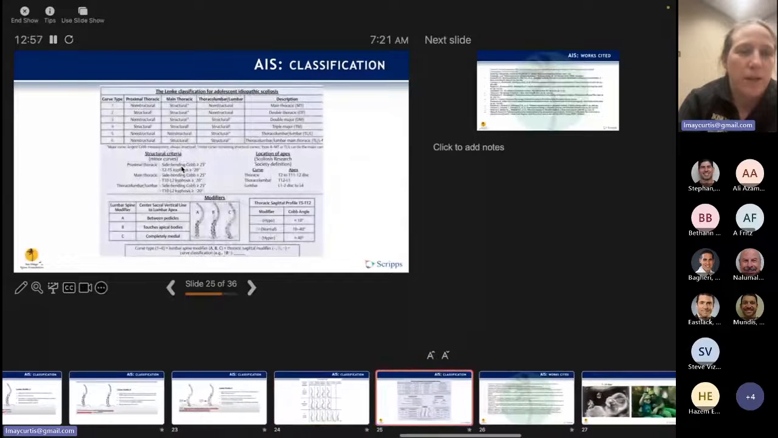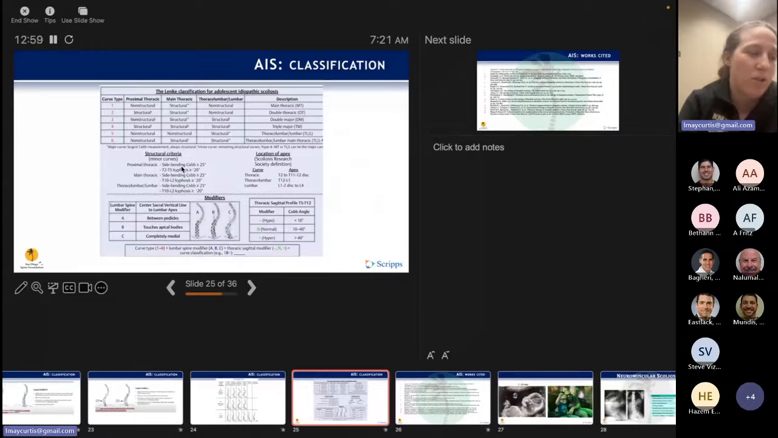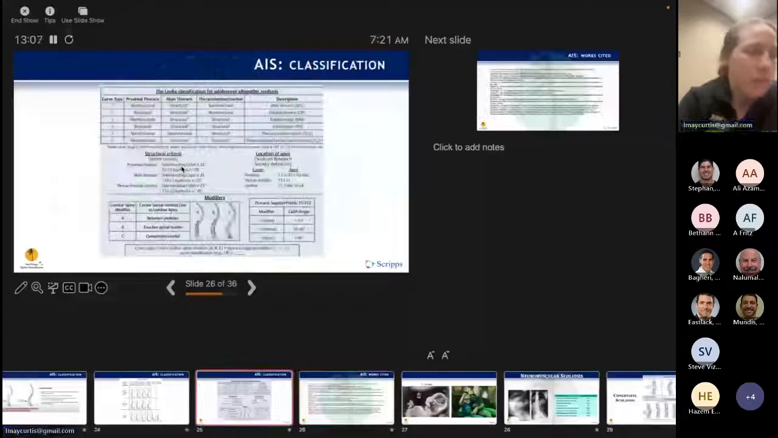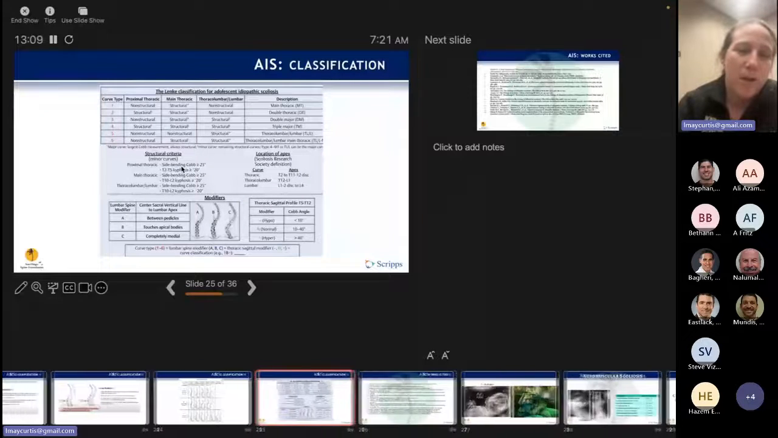That's what those look like there. And then finally, you have to look at your kyphosis level. And so you get a Cobb angle from T5 to T12. And then you assign a modifier based on that.